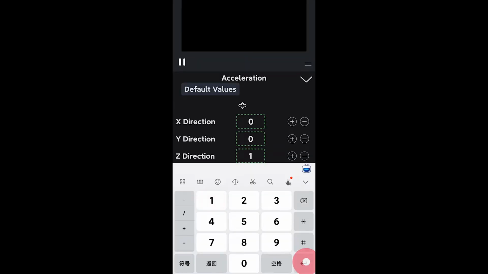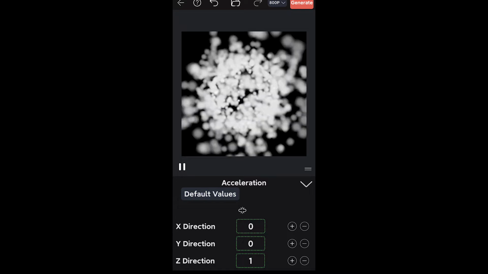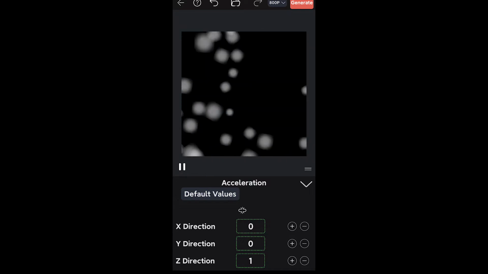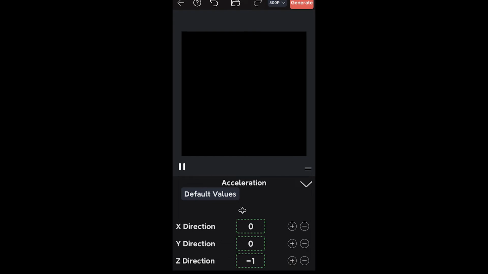Change the z-axis data to 1, the particles will move outwards vertically on the screen, and the negative one will move inwards vertically on the screen.